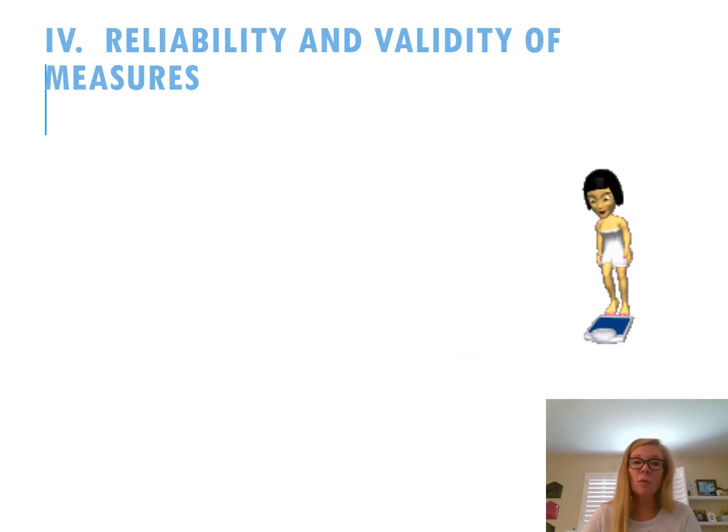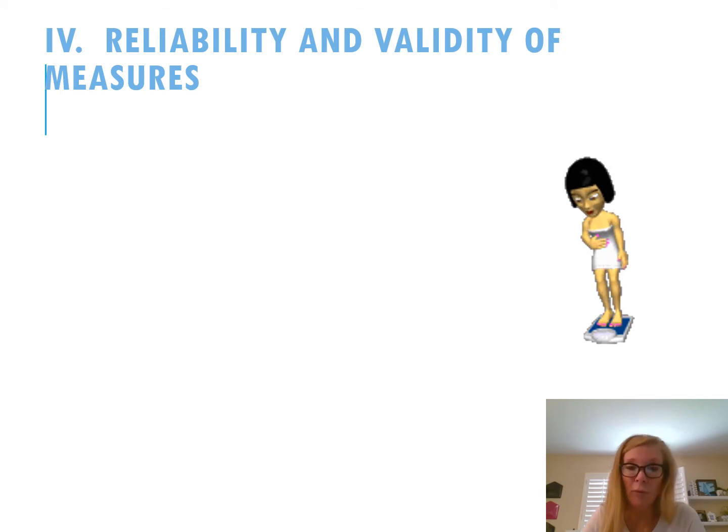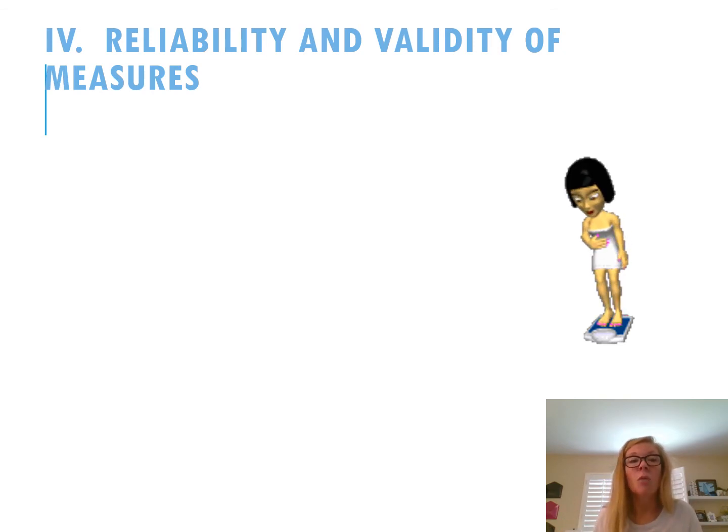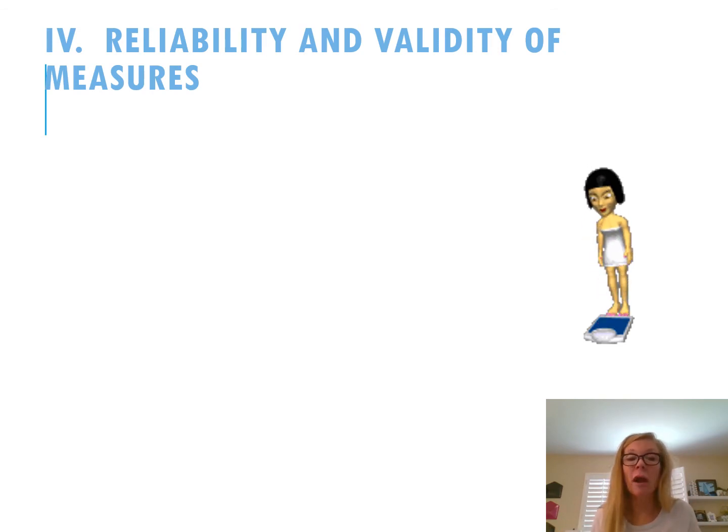All right, so now we need to talk a little bit about psychometric properties. We've talked about operationalizing variables, how you define them. We've talked about how you gather that data. Well, how do you know that these measures are adequate? How do you know that these are good and acceptable measures of the variable that you are attempting to measure? Well, you need to consider reliability and validity of those measures.